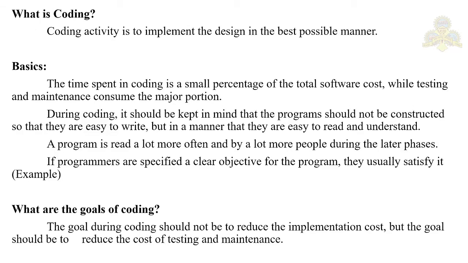In the last chapters we had seen that our process started with the requirement analysis, then the architecture was done, designing was done. Now it is the coding process. Coding is the activity to implement the design in the best possible manner. You have a design which is ready, then you have to start writing the code such that you implement the design in the best possible manner.